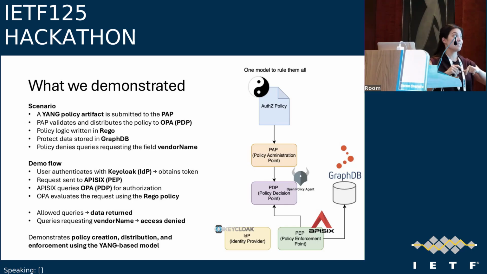So to validate this, a user authenticates with Keycloak, which is acting as our identity provider, sends several requests to API6, which is our policy enforcement point. API6 queries OPA to decide whether the request should be authorized or not.